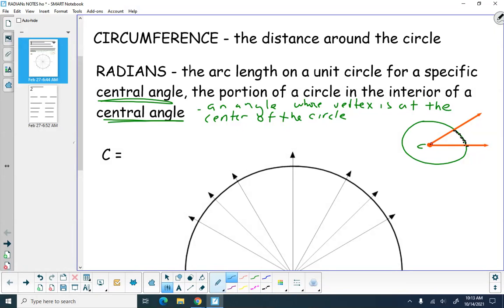Well, when you're talking about a radian, it is an arc length on a unit circle that's in the interior of a central angle. So this here is the arc length, but it is also what we call radians. They are synonymous with each other. When you talk about an arc length, you can talk about radians. When you talk about radians, you can talk about the arc length.